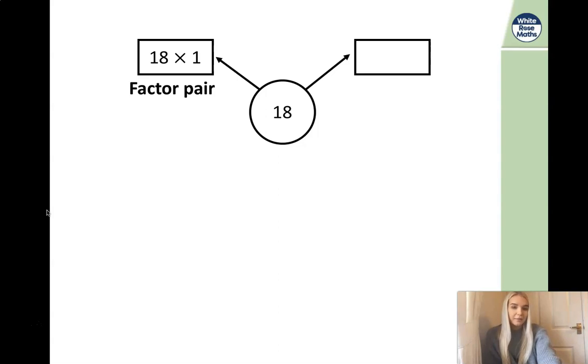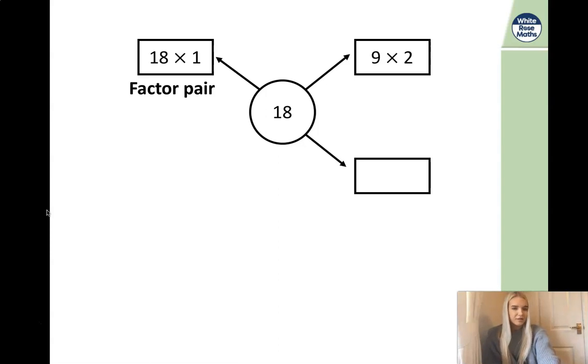find the factor pair. We know that 2 multiplied by something gives us 18. Do you know what it multiplies by? What the other factor is to give the product of 18? Can you tell the screen? I can hear lots of you saying it's 9. You're absolutely right. 9 multiplied by 2 is 18. So that's another factor pair.